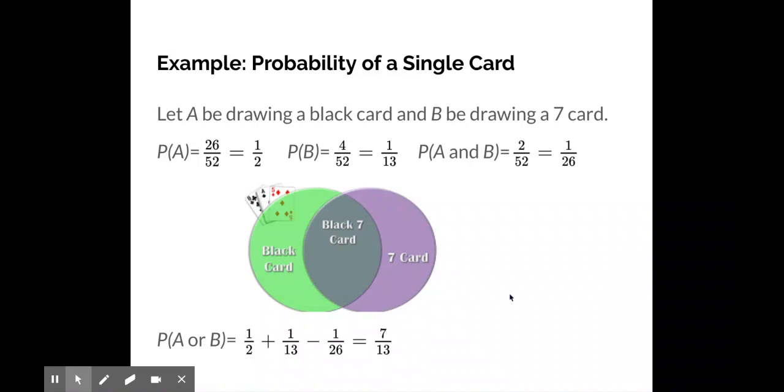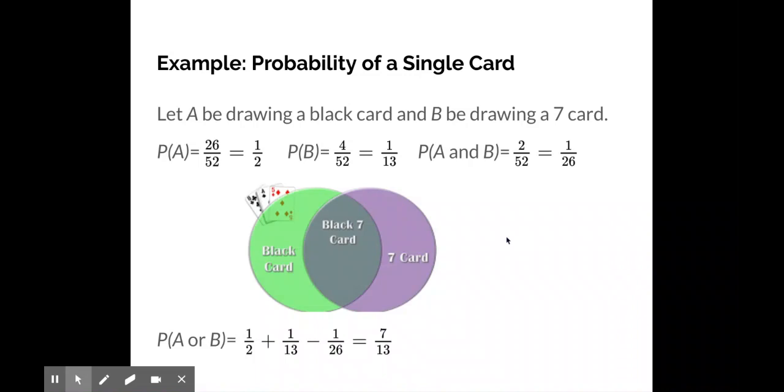Now, I reduced that down. I used my calculator. If you're wondering how do I take 1/2 plus 1/13 minus 1/26 and get 7/13, use your calculator. That's perfectly fine. If you go back up to here and you don't reduce, we have 26/52 plus 4/52 minus 2/52, and you will get 28/52, which represents the 28 total cards that exist within events A and B.